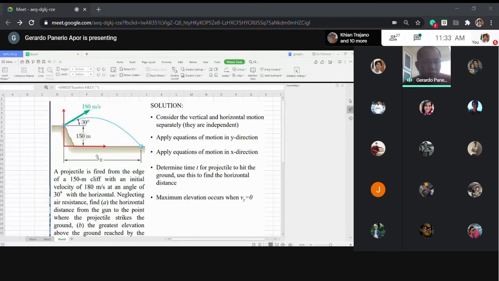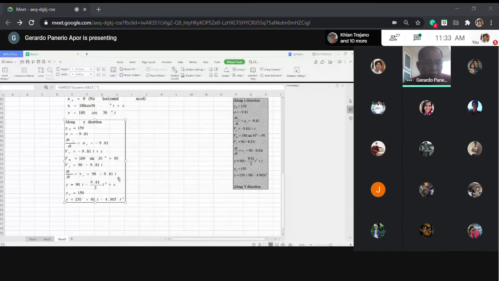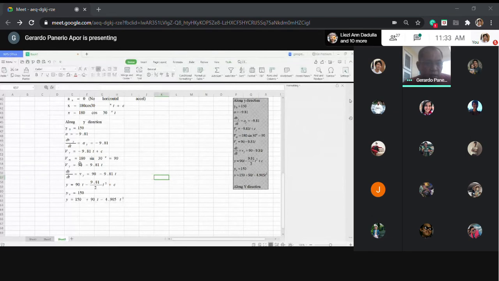Knowing that acceleration is equal to negative 9.81, the derivative of v_y against time is a_y, and we plug in negative 9.81 and integrate that, we have v_y equals negative 9.81t plus c. At time equals to 0, v_y is 180 sine of 30 degrees, the vertical component of 180 here. 180 times sine of 30 is 90. That's why here I have 90. Substituting 90 to c, we have v_y equals 90 minus 9.81t. This is my equation for velocity with a subscript y.